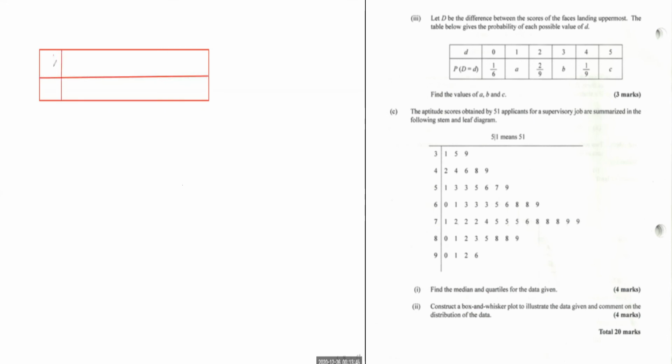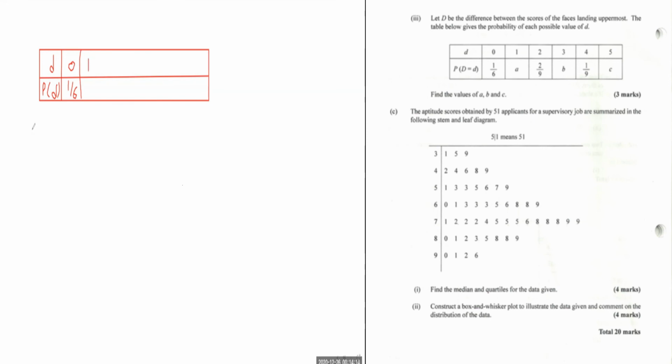And so we have D, and then we have the probability of D. Now when the difference is 0, the only way the difference can be 0 is if you throw 1 and 1, or you throw 2 and 2, or 3 and 3, 4 and 4, 5 and 5. That can only happen 1 out of 6, clearly. But I need nothing more.